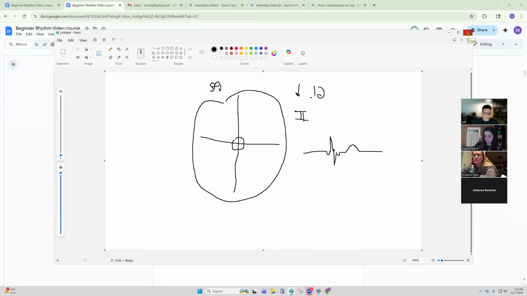And that is just normal junctional. Of course, you have junctional tachycardia, junctional escape, PJCs, premature junctional contractions, just like PACs.